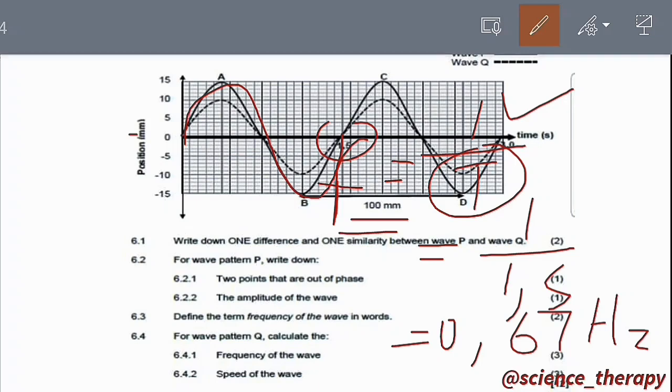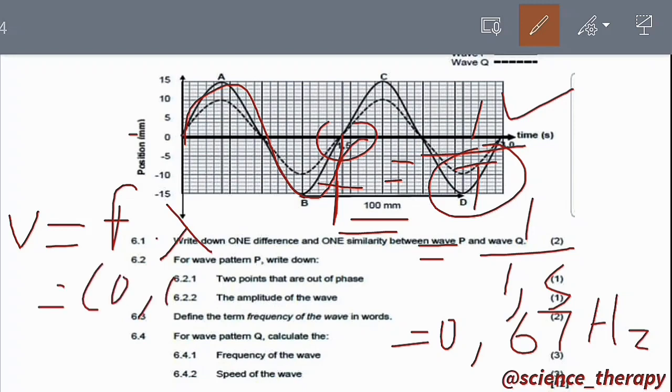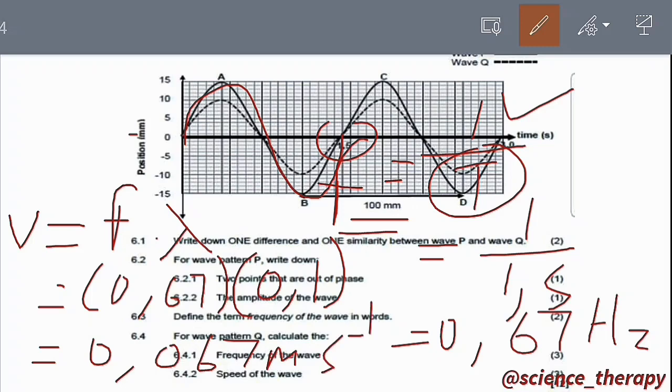The speed of the wave. Now, can you see we are now looking for the speed? For the speed, we have this formula, v = fλ. We have already calculated the frequency in the previous question. So we have 0.67. And then what is our lambda? We cannot put the 100 millimeters because we want it in meters. So we converted that 100 millimeter into 0.1 meter, then you multiply. What is 0.67 times 0.1? We have 0.067 meters per second, and that's how you calculate the speed here.